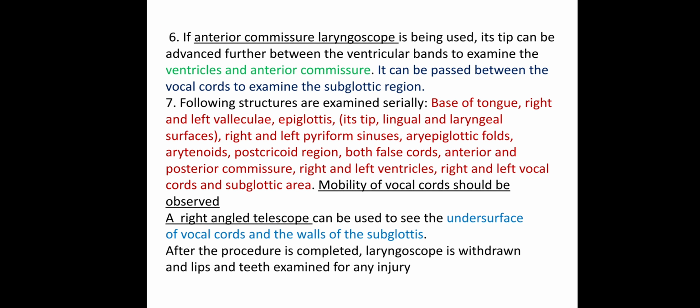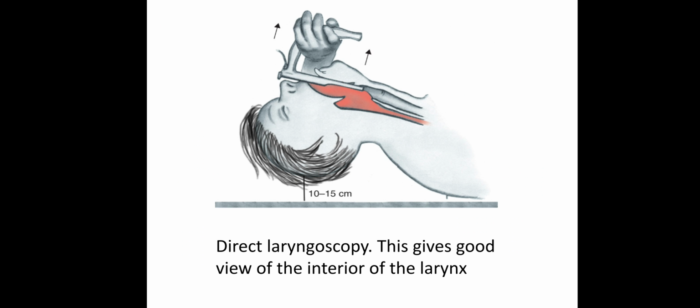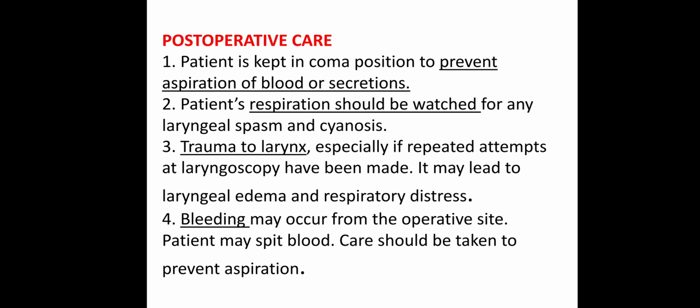A right angle telescope can be used to see the undersurface of the vocal cords and the walls of the subglottis. After the procedure is completed, the laryngoscope is withdrawn and the lips and teeth are examined for any injury. This is a direct laryngoscopy. This gives a good view of the interior of the larynx.